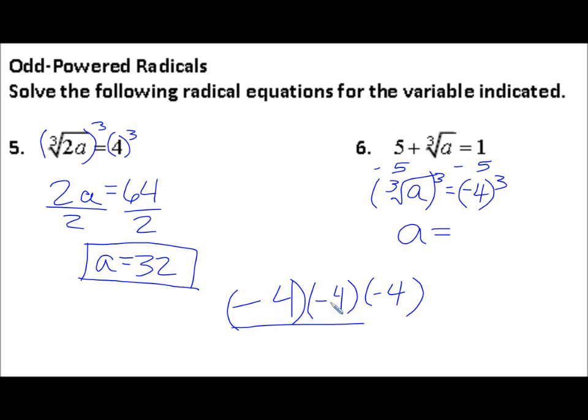Let me show you why. A negative times a negative gives you a positive 16. Then if you multiply positive 16 by negative 4, you end up getting negative 64. So negative 4 raised to the third gives you a negative 64. And that's your answer.